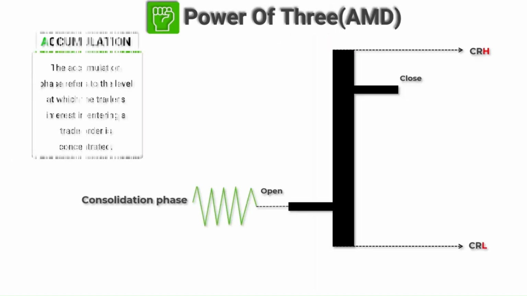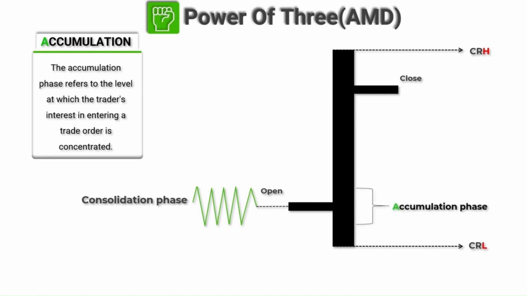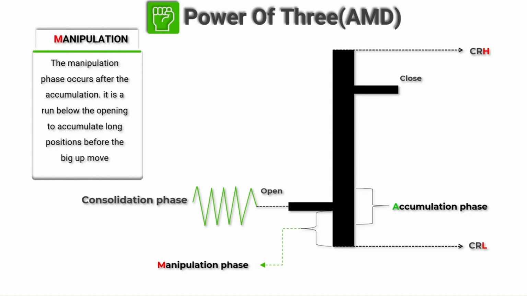In a single bullish bar, imagine a consolidation phase at the opening price. When the price runs below it, some traders may believe it's going lower, but the smart money is actually planning to go long. The accumulation phase is around the opening price. When the price immediately drops lower than the opening price, it will create interest to enter short, the wrong side of the market. So this phase is the manipulation phase. Now we can see the manipulation phase as it is a run below the opening to accumulate long positions before the big up move.